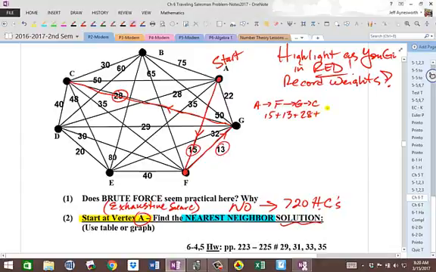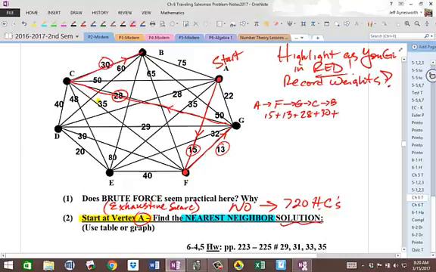And then where do I go? Well, I can go to B at weight 30, or to A, but I don't want to go back to A. I can go to E for weight 48, or I can go to D for 40. So what's smallest? I think 30 is the smallest, so I'm going to cruise up here to B. That's weight 30.